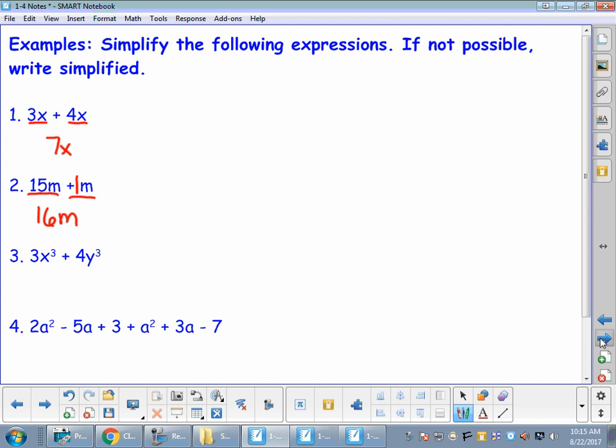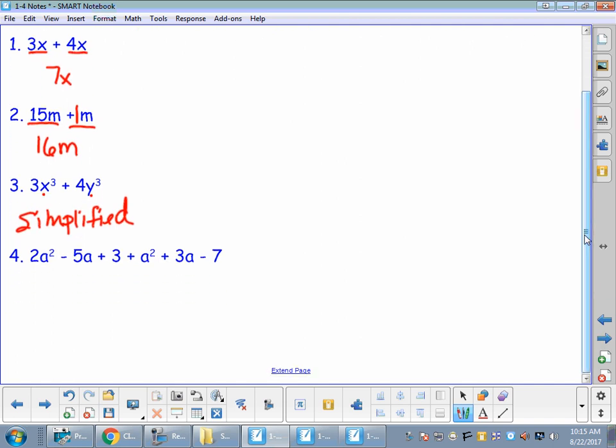In number 3, I don't have like terms. This is x cubed. This is y cubed. You can't put them together in the same pile. You can't say I have 7 of something because you don't. You have 3 of one thing and 4 of another. So you just write it as is, simplified. Understanding that is just as important as doing this simplification.